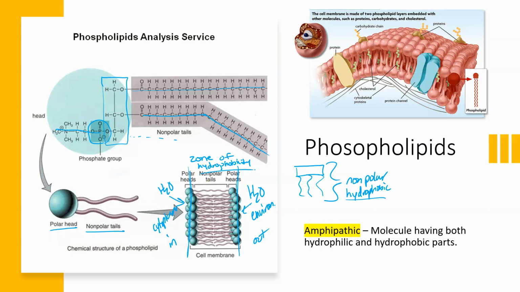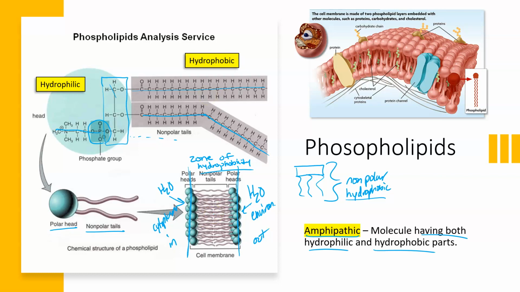All right. We refer to these molecules as being amphipathic, which is a cool designation for molecules that have both hydrophilic and hydrophobic parts. Okay. A phospholipid is amphipathic because it contains a hydrophilic head and hydrophobic tails. Okay, so hydrophilic is water-loving. It can interact with water. It's polar. The head is hydrophilic. The head is polar. The tails are hydrophobic. They repel water, which is why they stay in this zone of hydrophobicity.